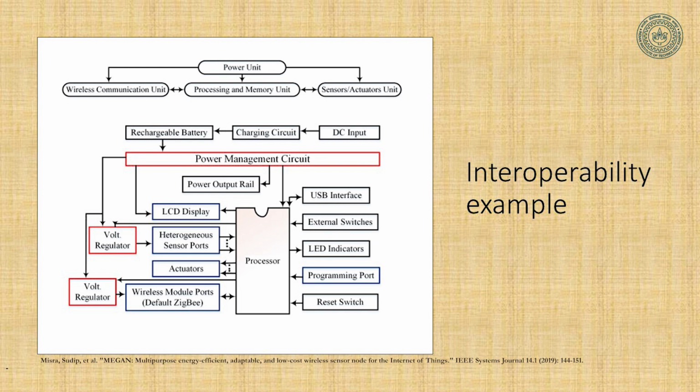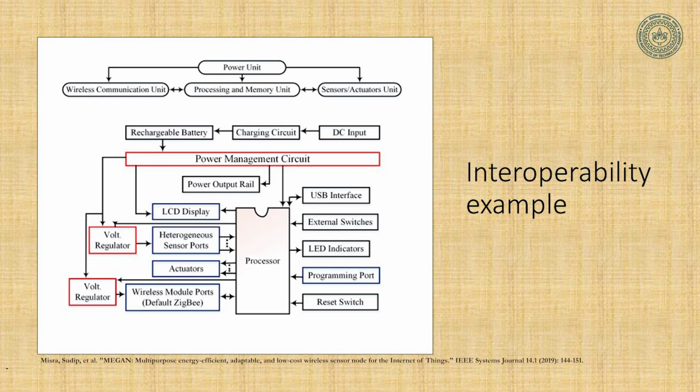So, the power is coming in from somewhere, it is going to a power management circuit, and then that power is being fed to the LCD display, it is being fed to this processor unit, and it is being sent through the voltage regulator. And this voltage regulator is then sending the power to these ports, which are then connecting to the processor.